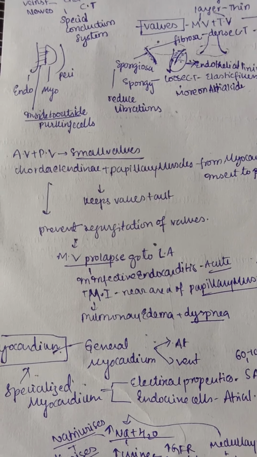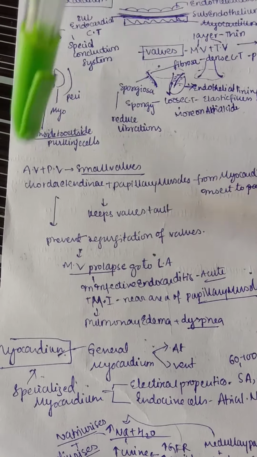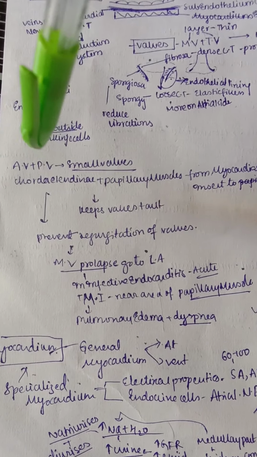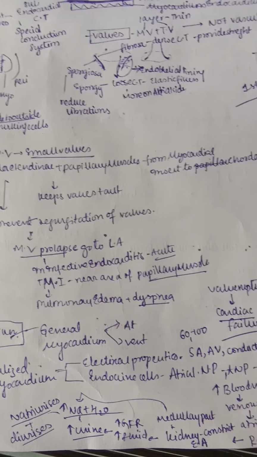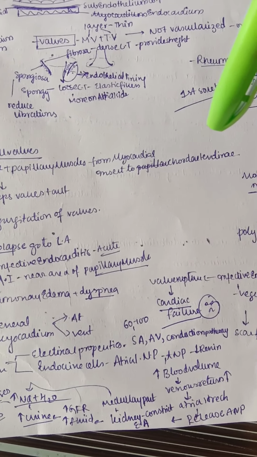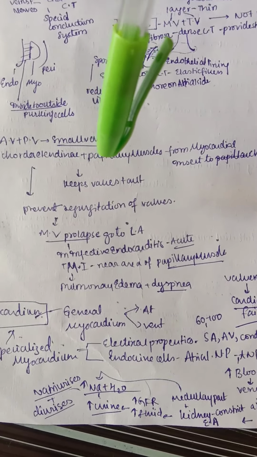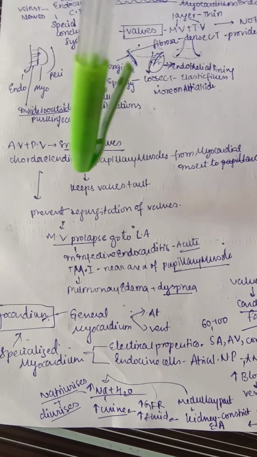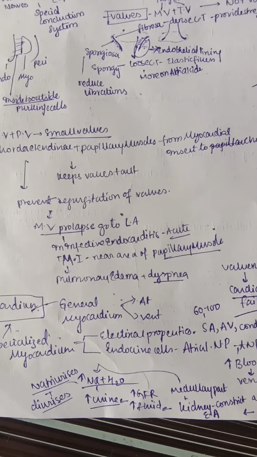The outlet valves are small; the inlet valves are large. Chordae tendineae and papillary muscles are present to prevent regurgitation of the valve. The myocardium inserts into the papillary muscles, which insert into the chordae tendineae, keeping the valves intact and preventing regurgitation. And the mitral valve prolapse goes to the left.